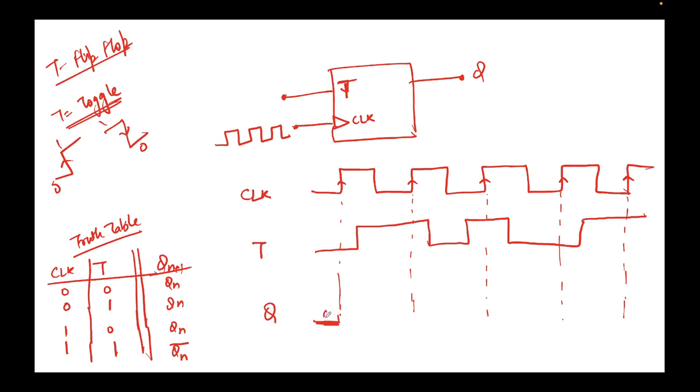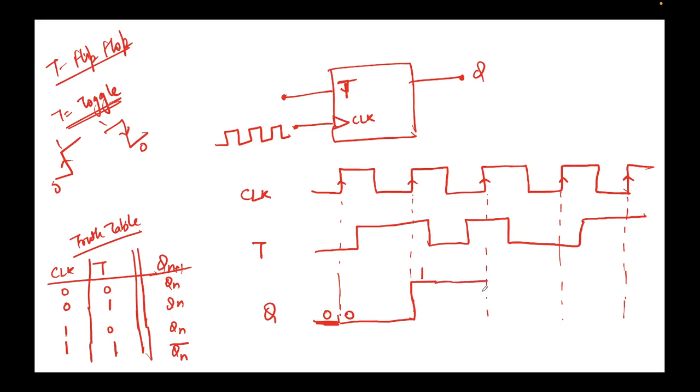So note, if the initial input was zero, the final output will also continue to be zero, right? What happens at the next event? The clock is saying you can change, and we'll see that the toggle input is high. Since toggle input is high, the clock is allowing the toggle input to dictate the output. So the output will toggle from zero to one, and it will continue to be one until the next event.